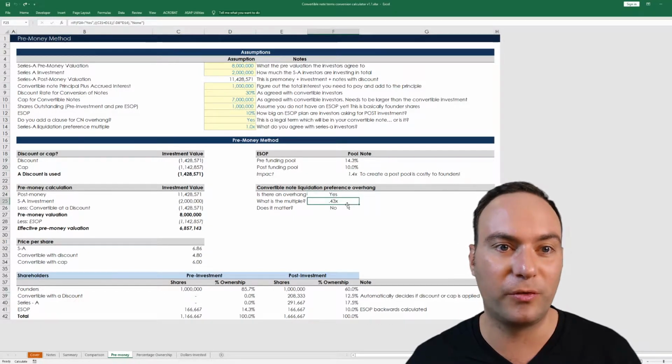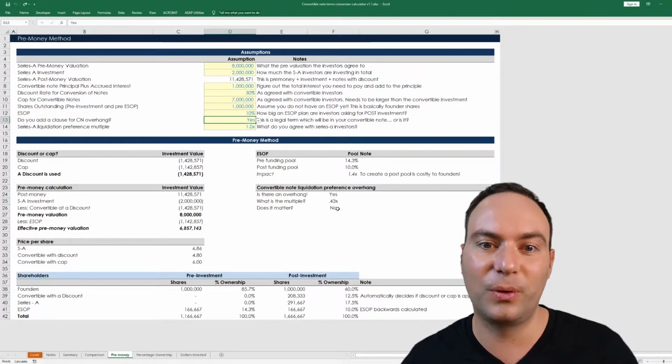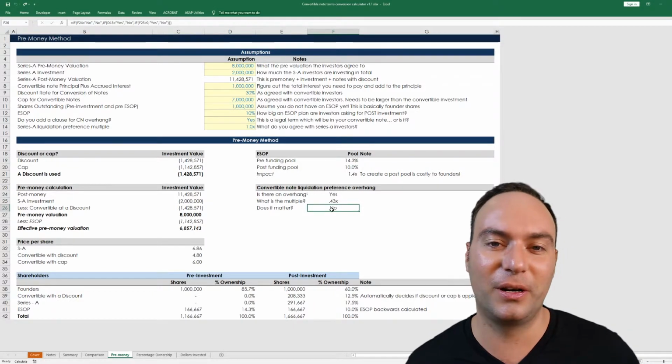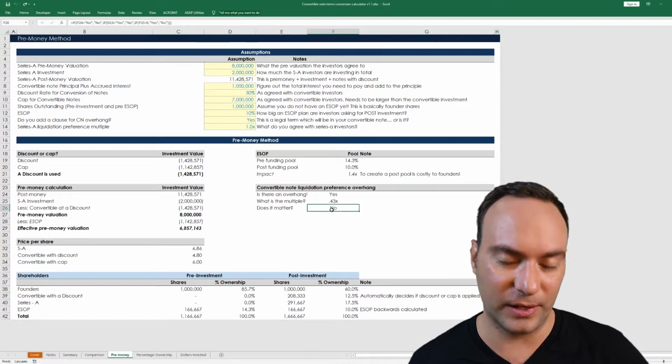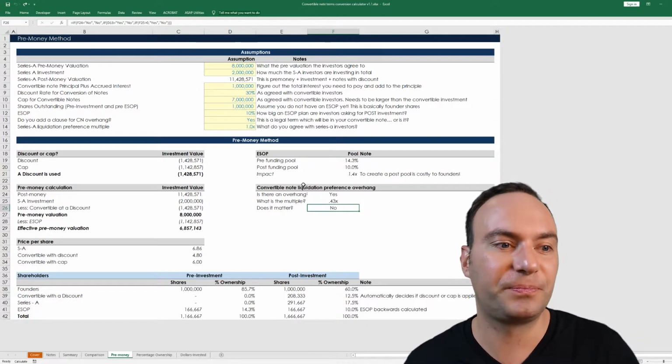There would be one of 0.43. But because you added a clause, this wouldn't matter anymore. So what you want to do is make sure that your investors put in a clause that there is not going to be liquidation preference overhang as a founder. An example of that is in the blog, which I mentioned.